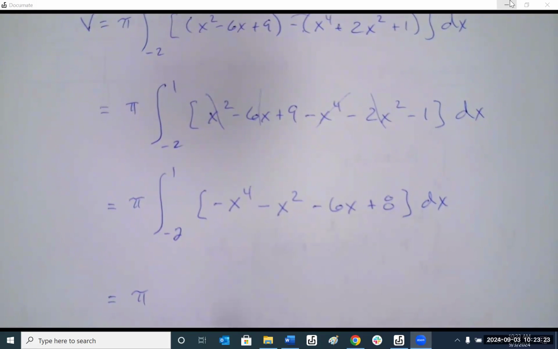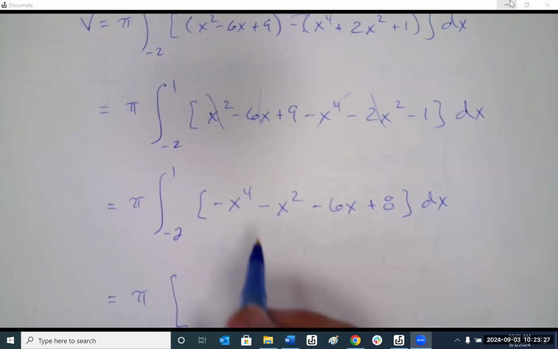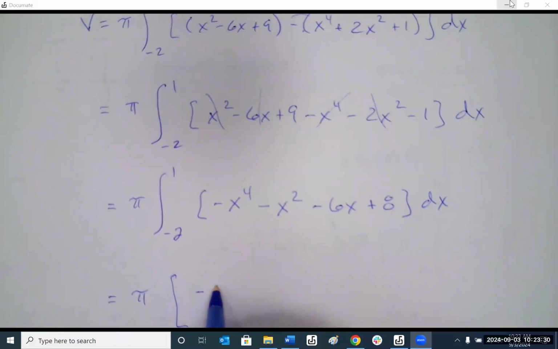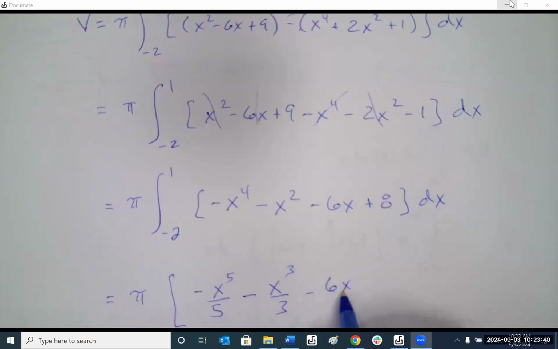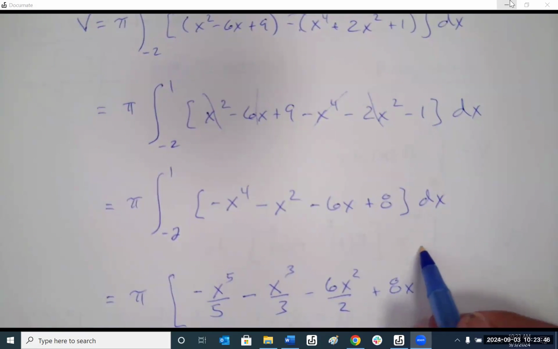Now we can integrate each one of these separately. So we have negative x to the 5th over 5, negative x cubed over 3, negative 6x squared over 2 plus 8x, from negative 2 to 1.